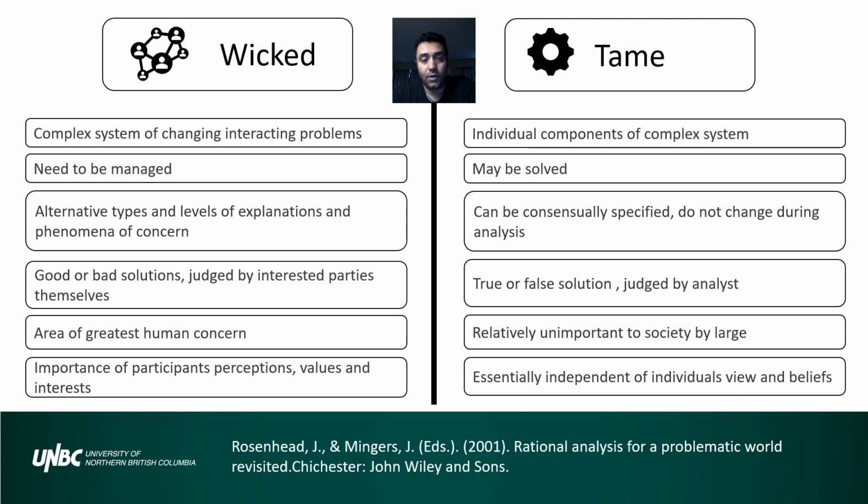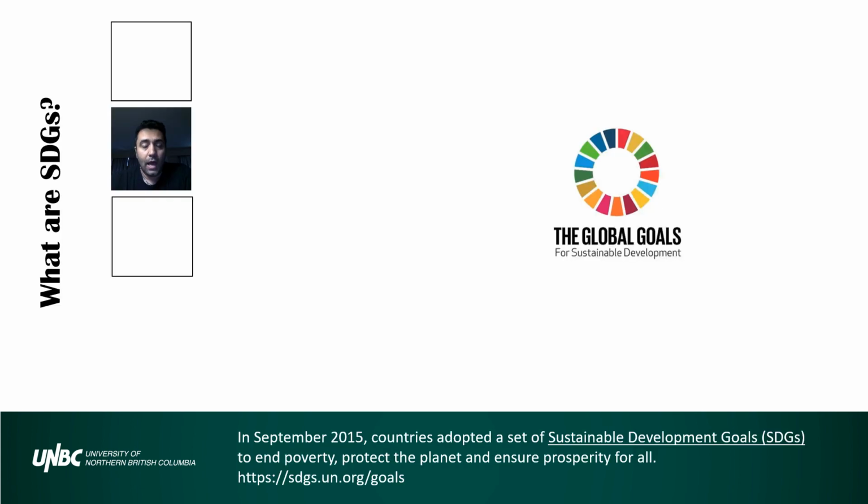And the last one, the sixth line of the definitions, goes to the importance of participants' perception, values, and interests in wicked problems, while the tame problems are essentially independent of individual views and beliefs. Actually, we can now go to the SDGs.